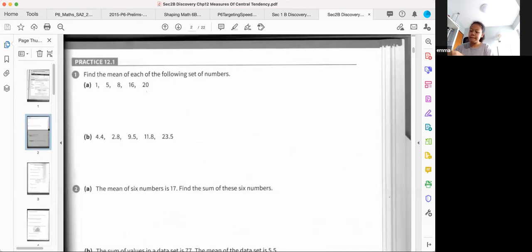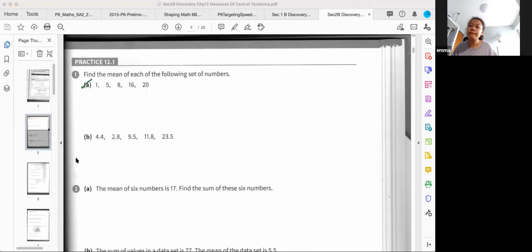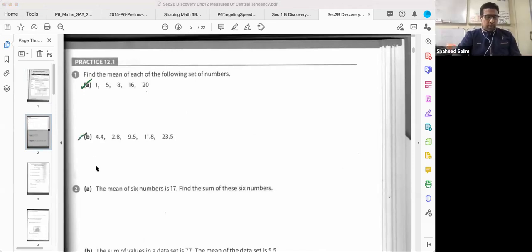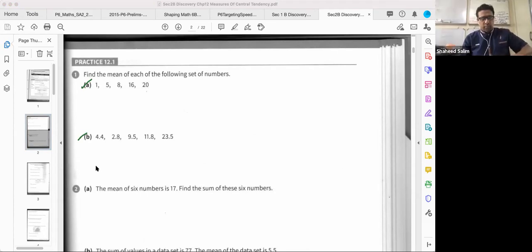We start with very simple ones. This is just a warm up, so I think you would be able to do. Can you try finding mean? A and B first. You're saying can you use your calculator straight?